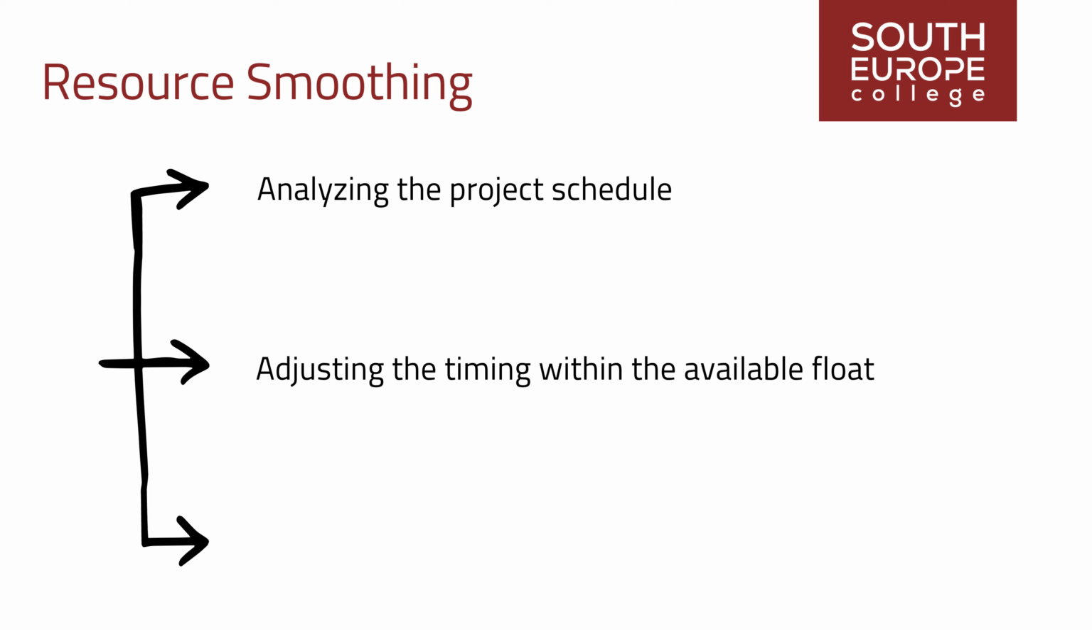Resource smoothing involves analyzing the project schedule to identify activities with resource constraints or overallocations. Project managers then adjust the timing of these activities within their available float to ensure that resource demands align with predefined limits. By strategically managing resource utilization in this manner, project teams can achieve a balanced allocation of resources without compromising project timelines or critical path activities.